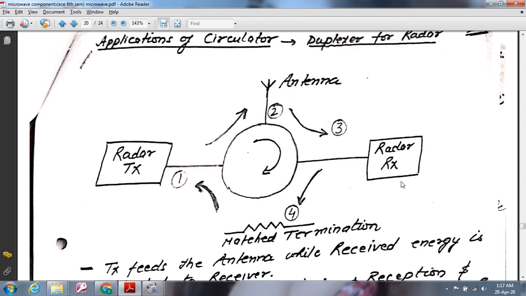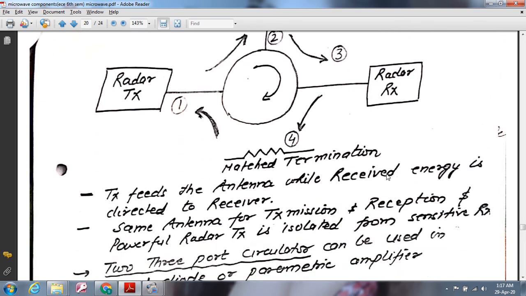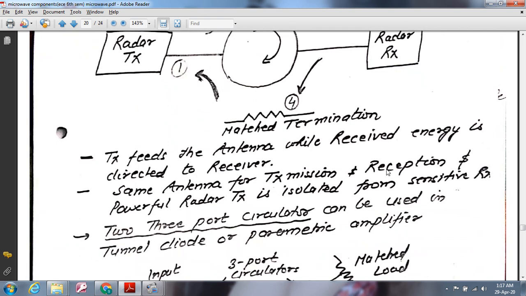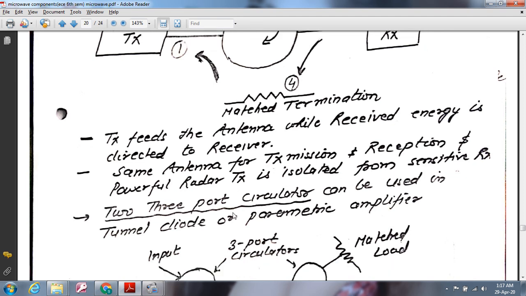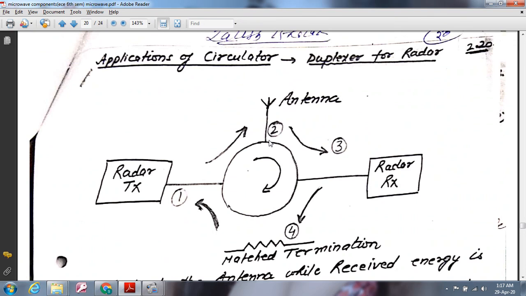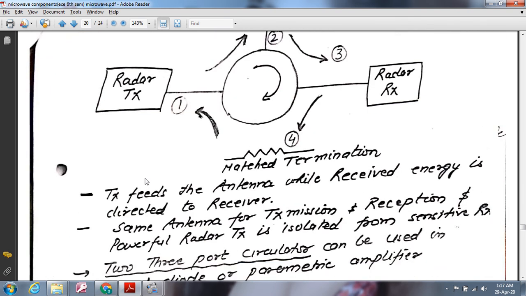Here is the receiver. So this is how the same antenna is used for transmission and reception, and the powerful radar transmitter is isolated from the sensitive receiver. By using this circulator we isolate the transmitter and the received energy, or the radar receiver. So we can isolate the high power transmitted signal from the comparatively very low input signal received by this antenna. So we can easily isolate the transmitter from the receiver.